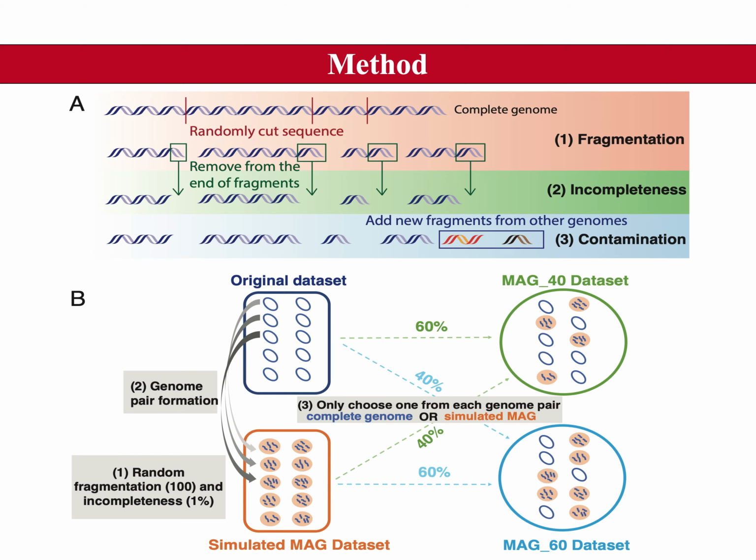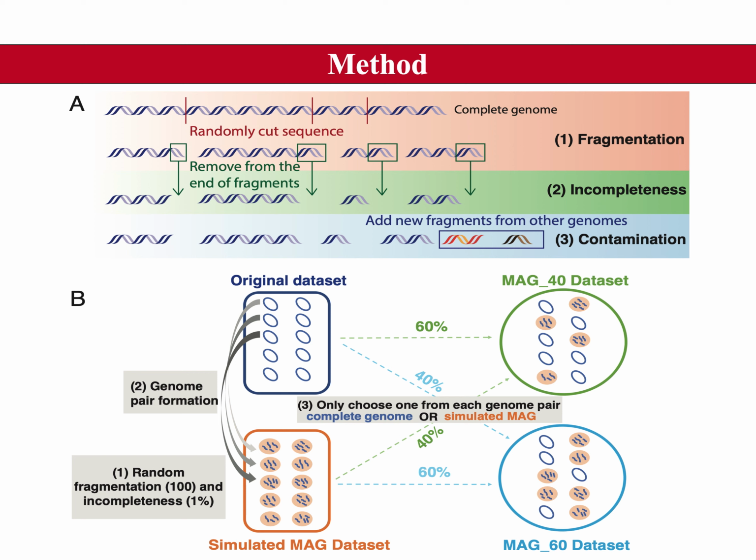In our simulation method, complete bacterial genomes were randomly cut into fragments. Then a part of the sequence was randomly removed from each fragment to create gaps. After that, contaminations were added by inserting sequences from closely related species.